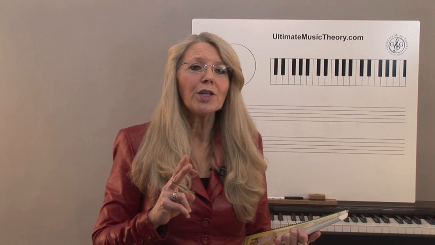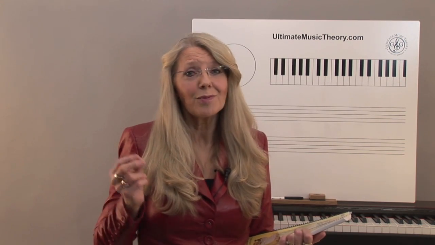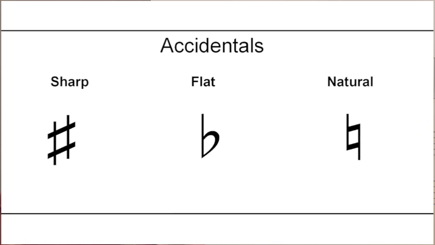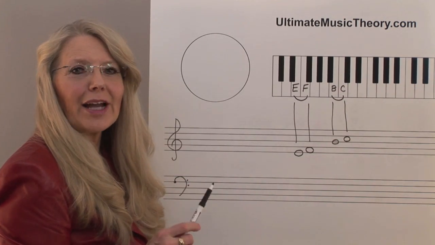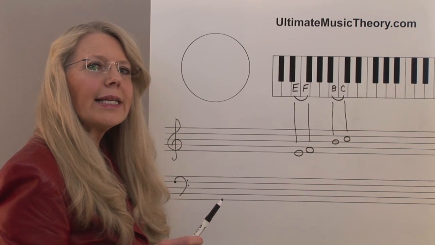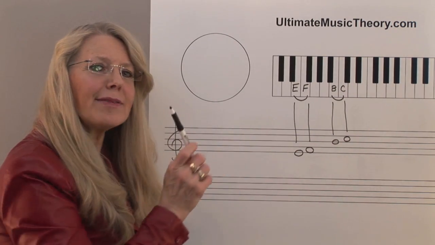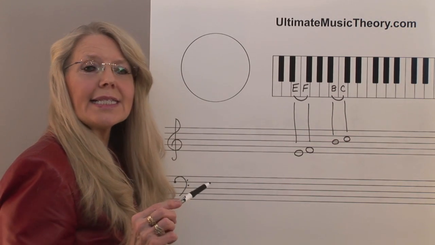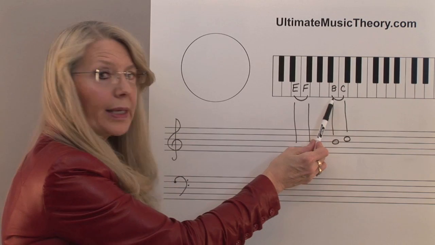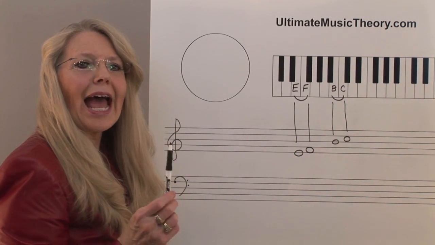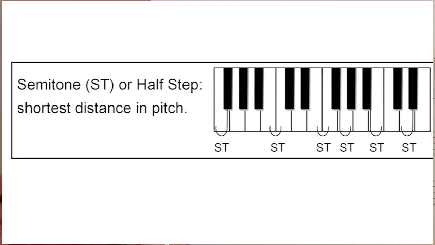In Lesson 2, you'll learn the rules about accidentals, where they go, what they do, and why we need them. When first introducing accidentals, use the keyboard as a visual aid in identifying pitch. As we learned in Lesson 1, each note on the staff has a corresponding key on the keyboard. A half step or semitone is the shortest distance in pitch between two notes, for example, E to F or B to C. On the keyboard, a half step is the very next key, black or white, with no key in between them.